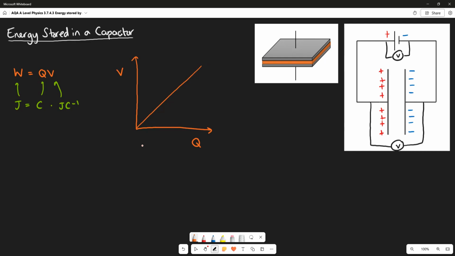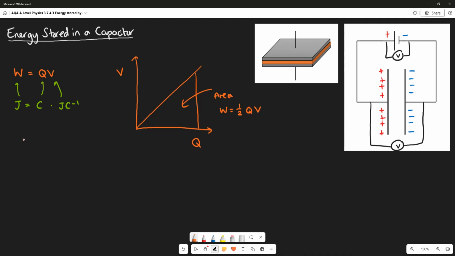This is because when there's only a small amount of charge on the capacitor, it takes only a little energy for that to be added. But when there is a higher charge, that will have taken a much higher energy for that charge to accumulate. The area beneath this graph is the work done, and because it's a triangular shape, it's half the base multiplied by the height, half the base, which is charge, multiplied by the height, which is voltage.